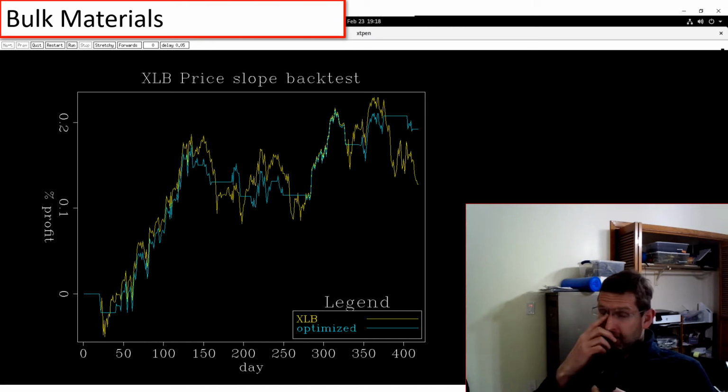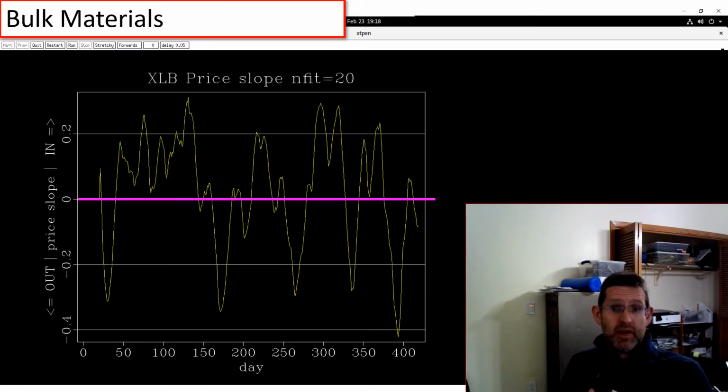XLB, bulk materials, it's done pretty well this year. The backtesting seems to keep you out of some drawdowns. We're currently out of the market on XLB. I was in the market briefly a few days ago, but I'm out again.